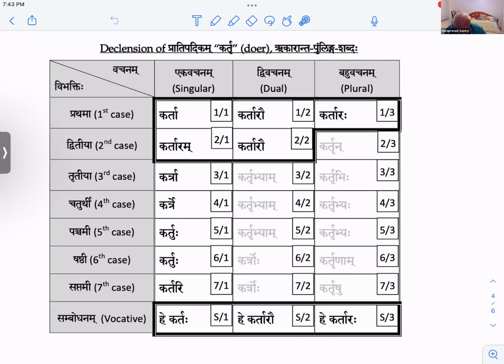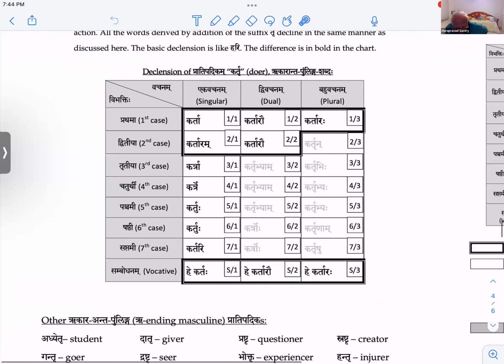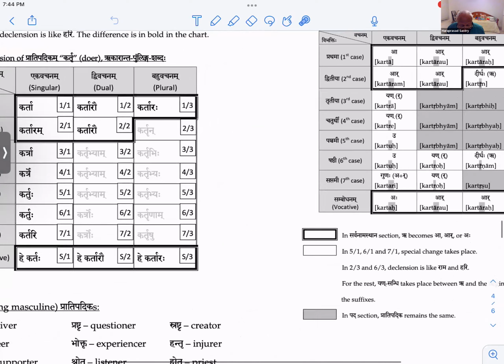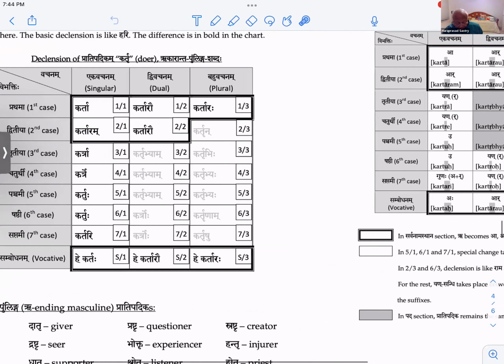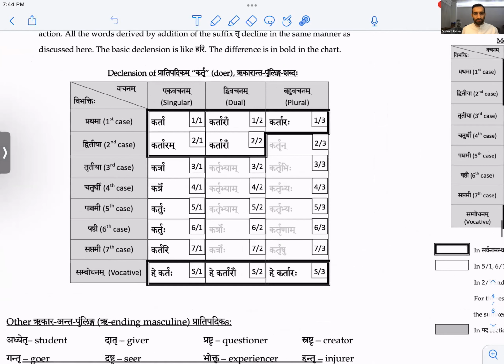Mahodaya, can you please explain how, when you said because it takes the guna, it becomes kar? Can you please explain to me how it happens, please? Yes, I will do that. Yep, absolutely. Okay. Thank you.